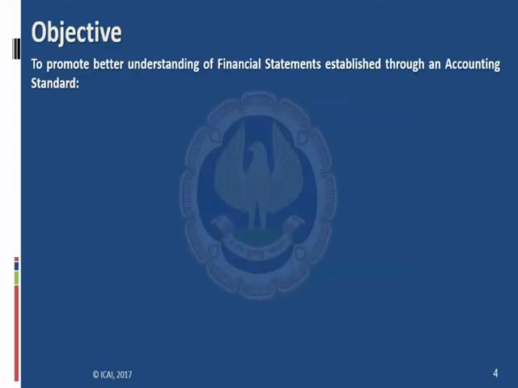So Accounting Standard 1, which was the first accounting standard, was issued in November 1979 and is applicable from the financial period beginning from 1st April 1991. This standard is applicable to every entity, for level 1, level 2, level 3, every kind of entity. The objective of this standard is to promote better understanding of financial statements.